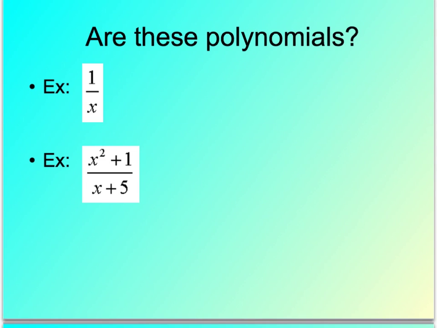Are either of these expressions polynomials? The answer to the first is no, because 1 over x is really x to the negative 1. And in polynomials you can only have positive exponents. The answer to the second expression is also no, because although it is the quotient of 2 polynomials, one on top, one in the denominator, it is still not a polynomial.